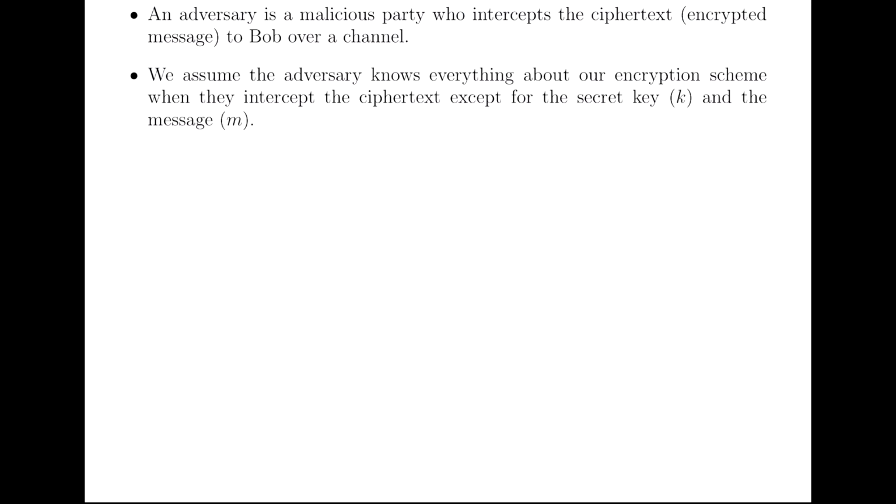An adversary is a malicious party who intercepts the ciphertext over a channel. The adversary knows everything about an encryption scheme, like how the encryption is done and how the decryption is done. The only thing that they don't know at the time is what the secret key and the message are.